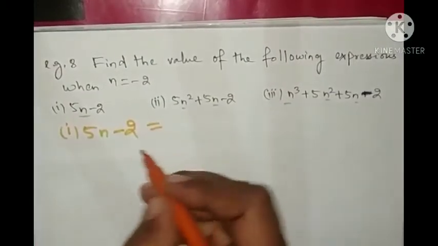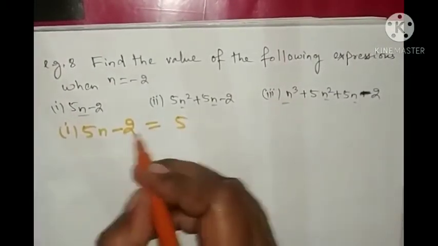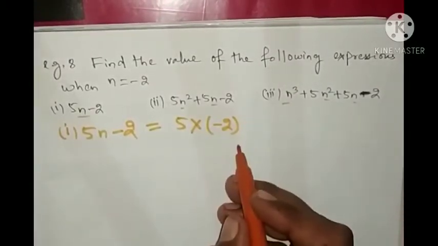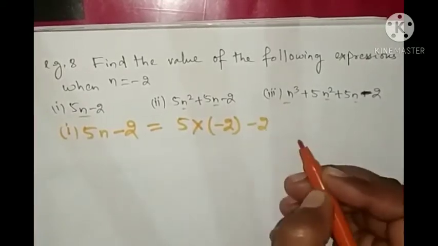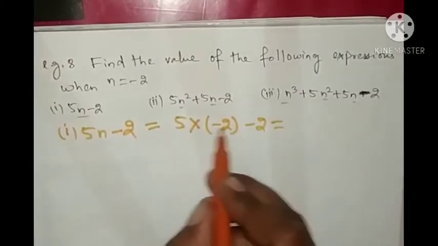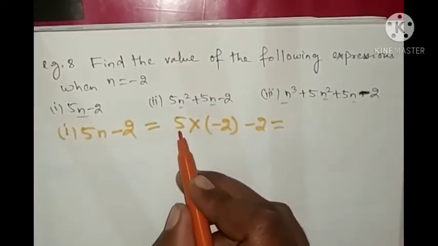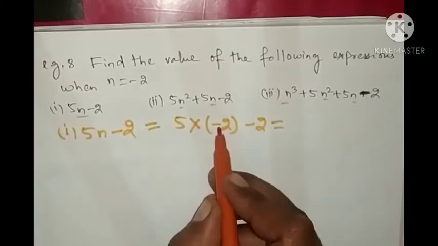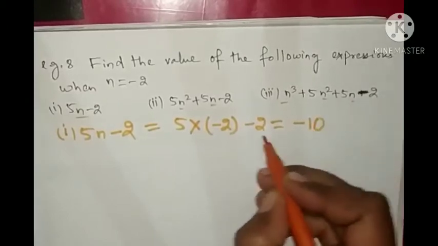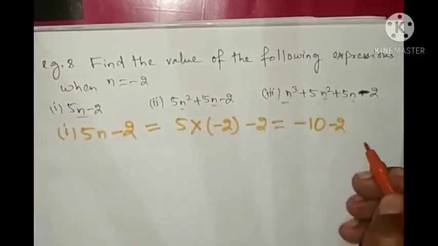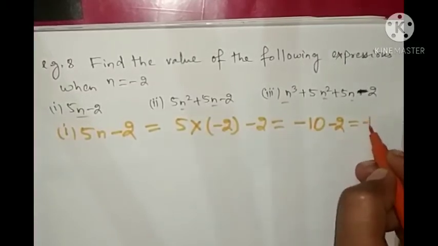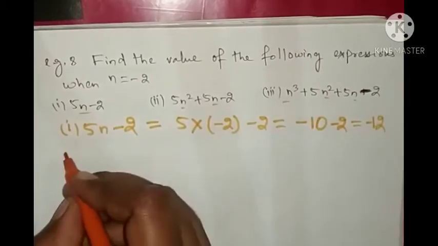Okay, equal to 5n means what? 5 into n, 5 into minus 2. So minus 2 always keep in bracket, minus 2 like this. Okay, equal to, first we will do multiplication according to the BODMAS rule. 5 twos are 10. So here plus into minus is how much? Minus. 5 into 2, 10. Then I will put minus 2, equal to minus 10 minus 2 is minus 12. Okay.